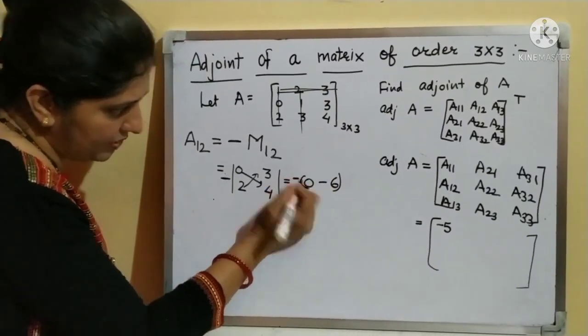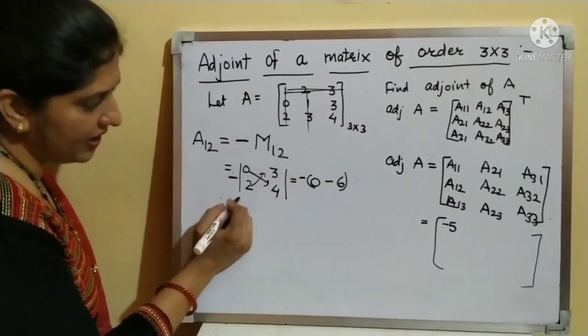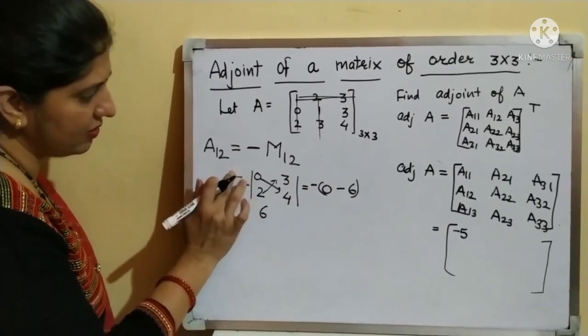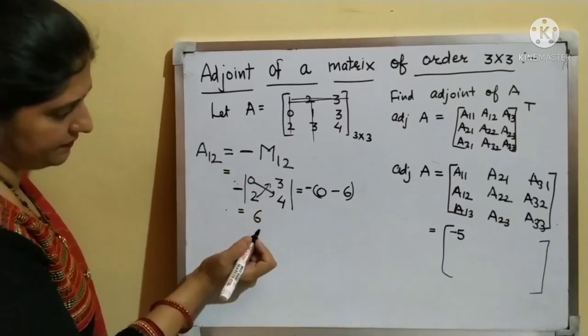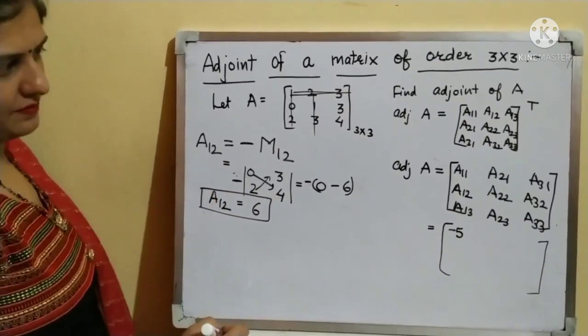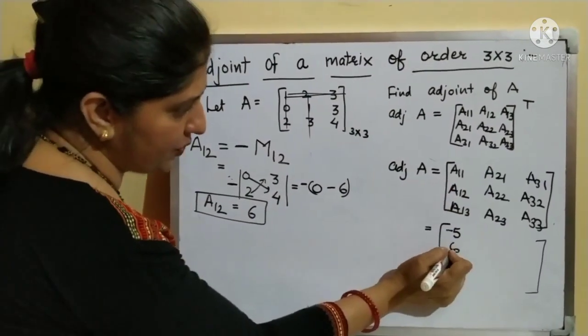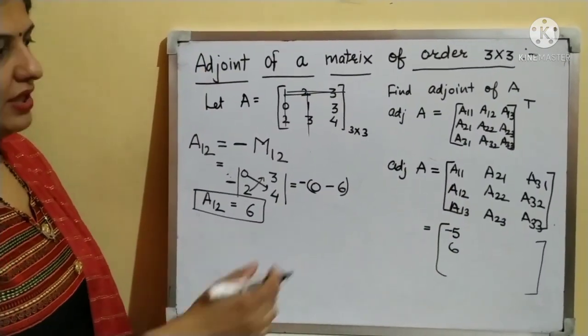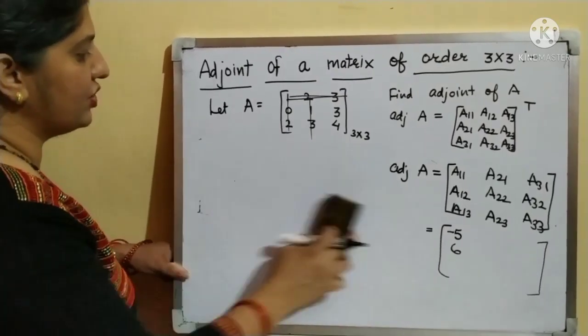We have to take negative sign. Negative, negative, positive. So we get 6 here. So A12 is equal to 6. In the same way, calculate A13.